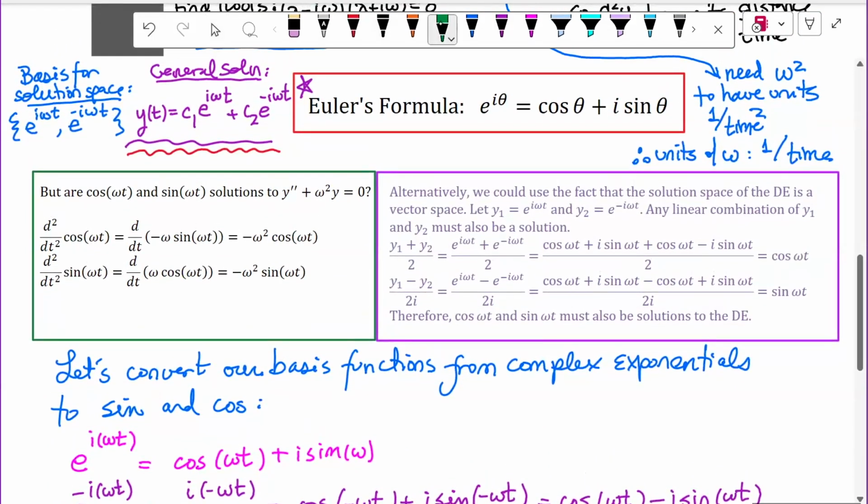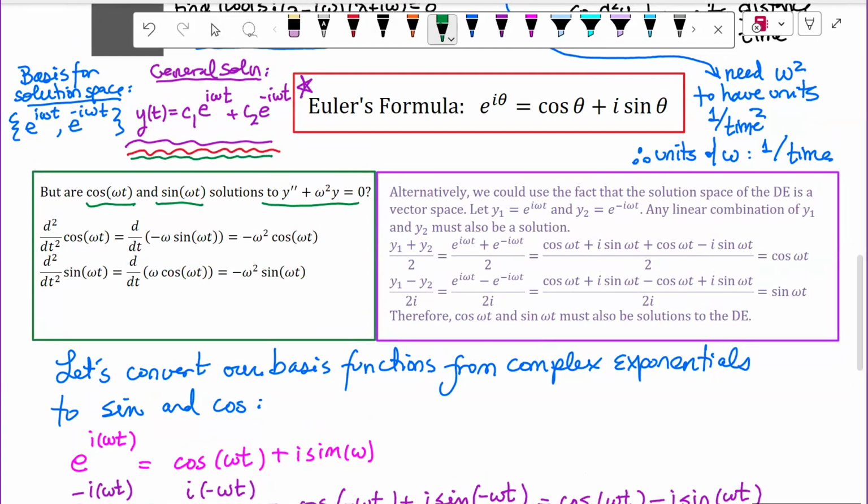Is it the case that cosine omega t and sine omega t are in fact solutions to the ODE that we found? Because remember, we didn't solve for those directly. We found cosine and sine by taking our exponential solution and converting it to sine and cosine through Euler's formula.